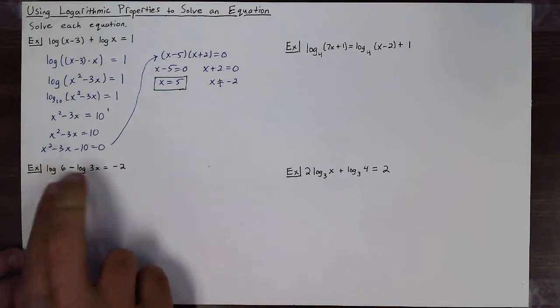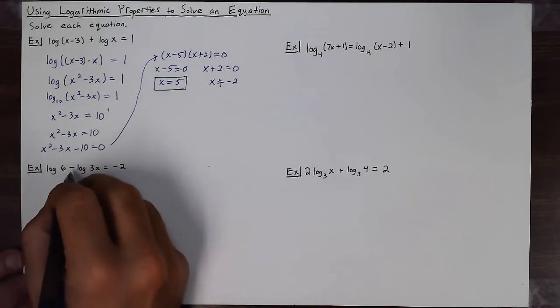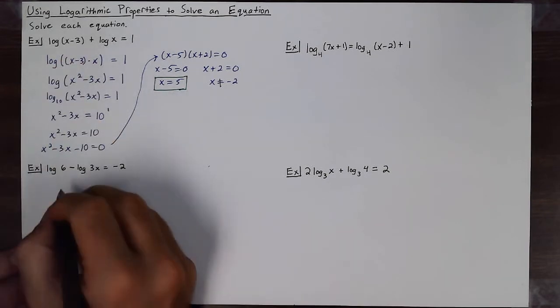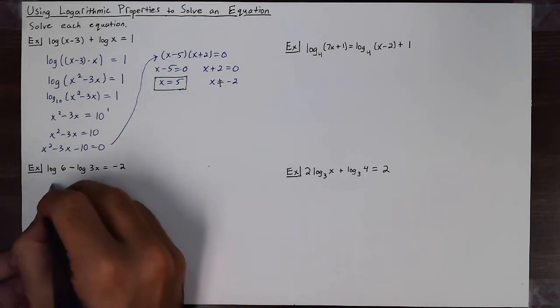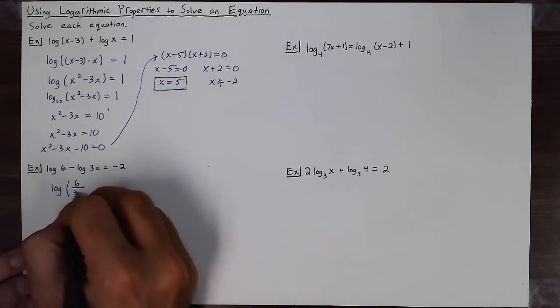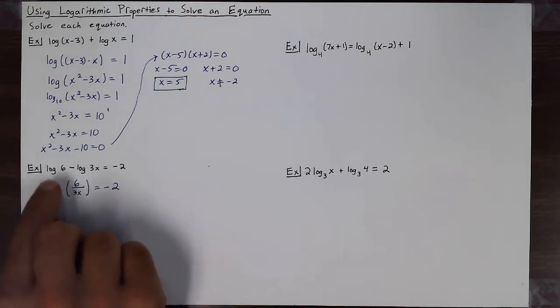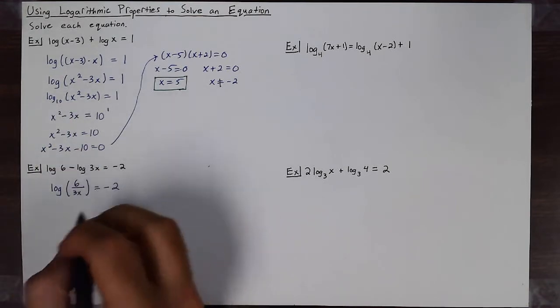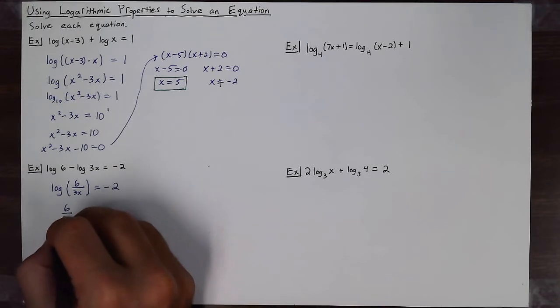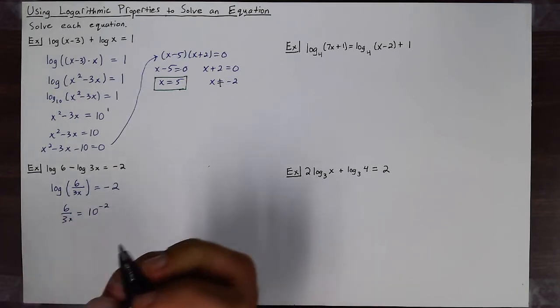Now look at this next problem. We have subtraction between the logs. So when you subtract, instead of multiplying on the inside, subtraction leads to division within a log. So we get log of 6 divided by 3x is equal to negative 2. Log is understood to be base 10, so when I rewrite this in exponential form, I'll have 6 over 3x is equal to 10 to the negative 2.